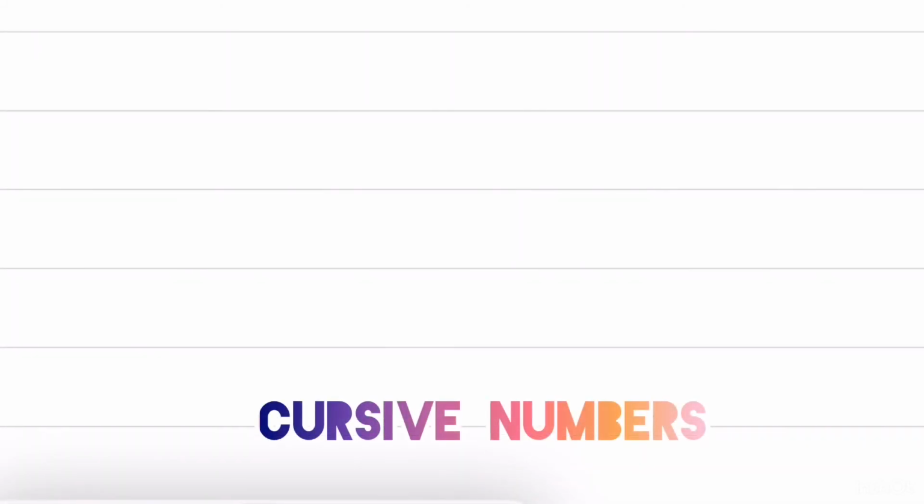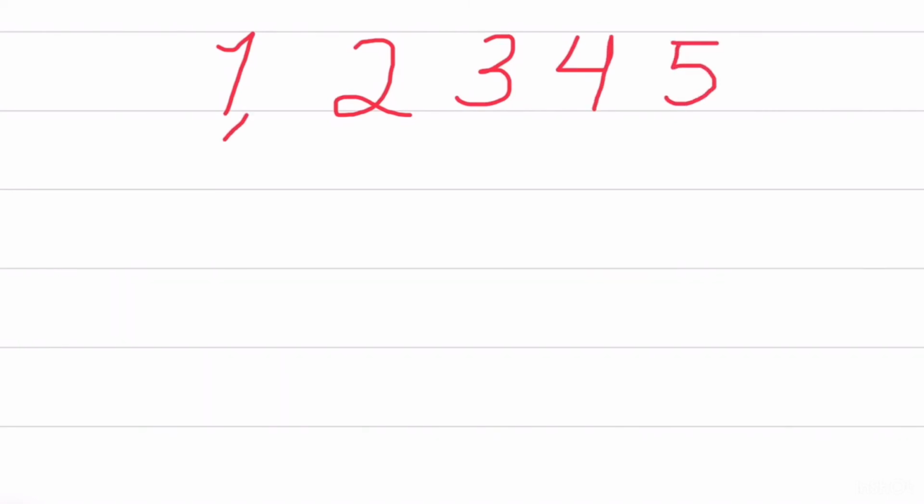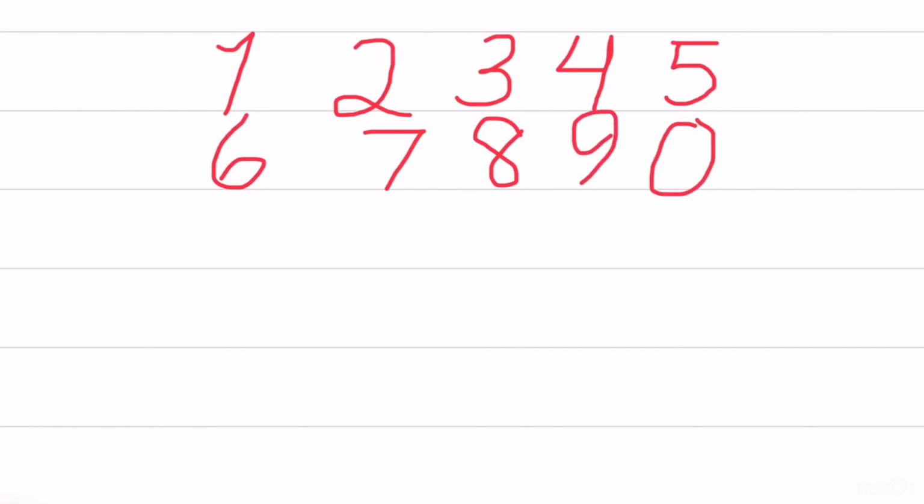Let's just look at the numbers in cursive in case you need them. They're pretty similar to the normal numbers, but it's always good to know. So there's 1, followed by 2, with 3, and then there's 4, and 5 right after, and then there's 6, then 7, then 8, then 9, and finally 0.